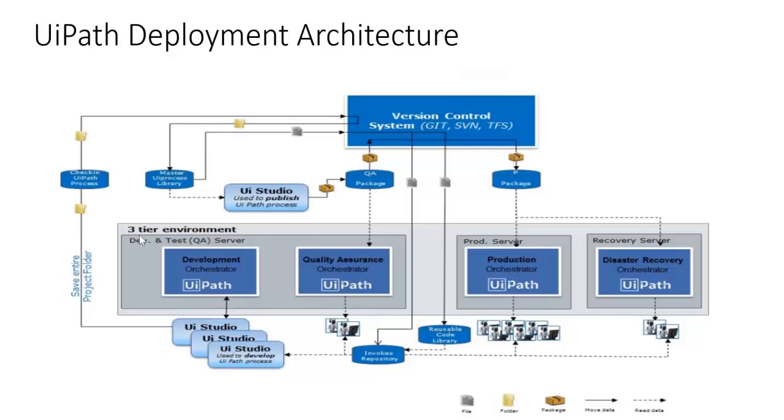Here you can see the developer develops the project in UiPath Studio. This is a development orchestrator. Here we have UiPath Studio. In UiPath Studio, in the dev instance, the developer develops a project, and then this is sent to the version control system like Git, SVN, TFS, etc. So this package is stored in the version control system, and from there you can publish it to the QA instance.